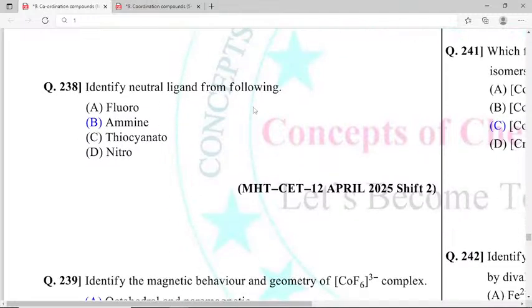Identify the neutral ligand. Amine is a neutral ligand, NH3. Fluoro is F minus. Next is thiocyanate, SCN minus. Nitro is NO2 minus. So this is the neutral ligand: ammonia is a neutral ligand.